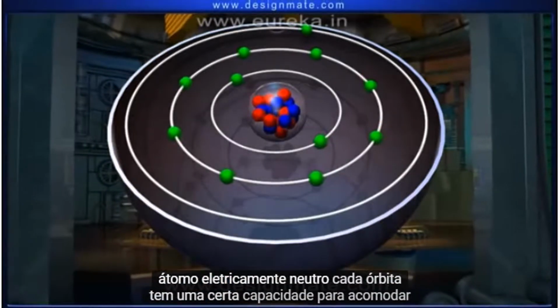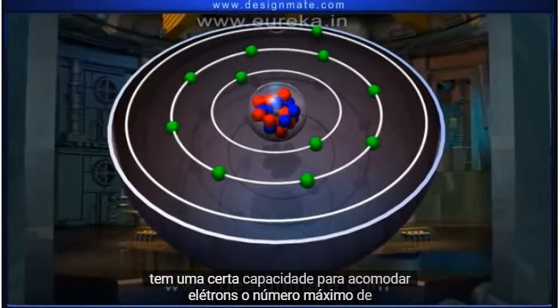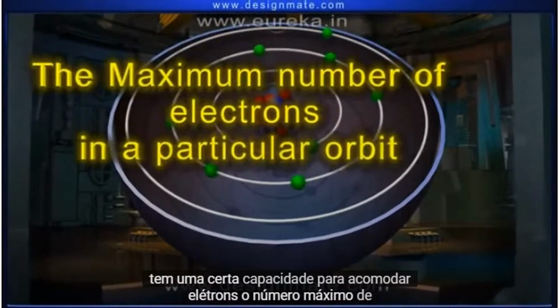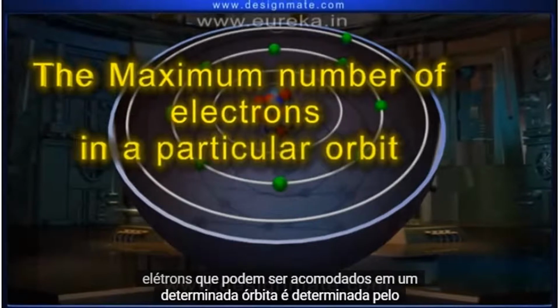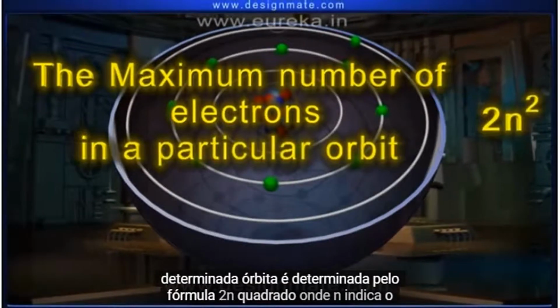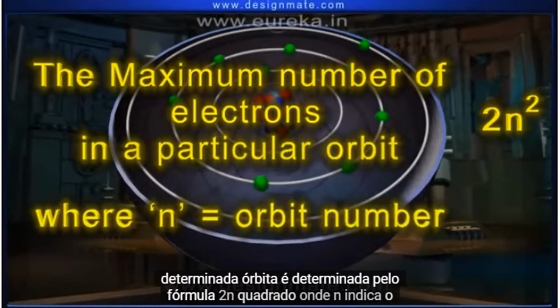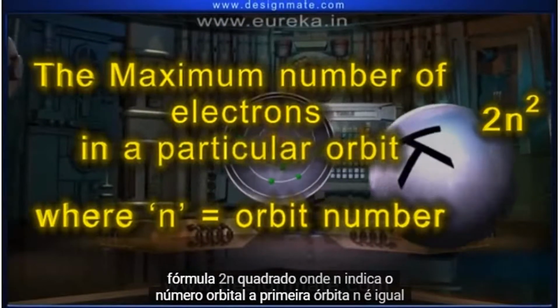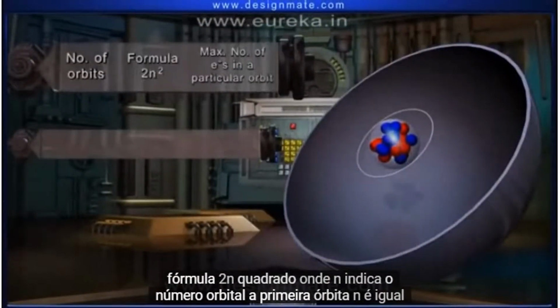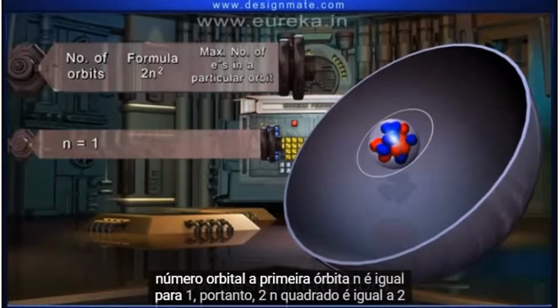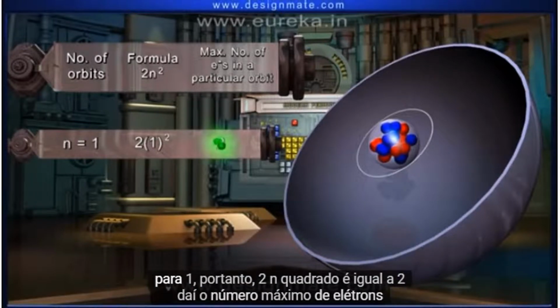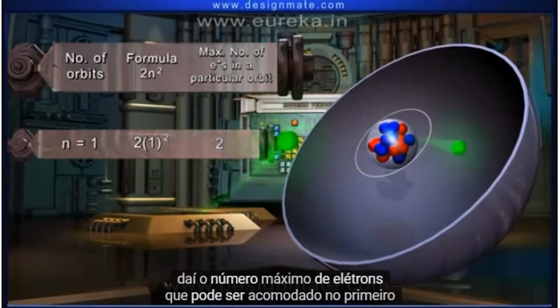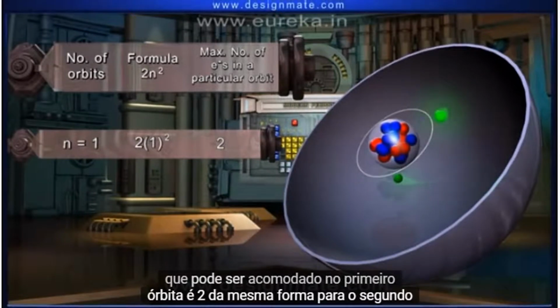Every orbit has a certain capacity to accommodate electrons. The maximum number of electrons that can be accommodated in a particular orbit is determined by the formula 2n squared, where n denotes the orbit number. The first orbit, n is equal to 1. Therefore, 2n squared is equal to 2. Hence, the maximum number of electrons that can be accommodated in the first orbit is 2.